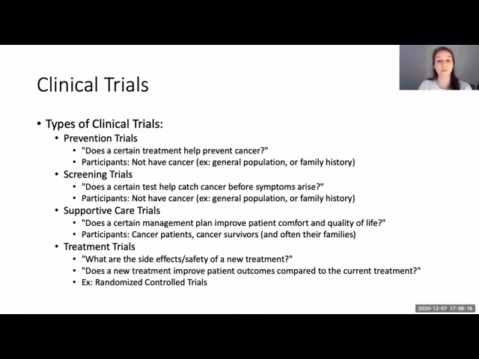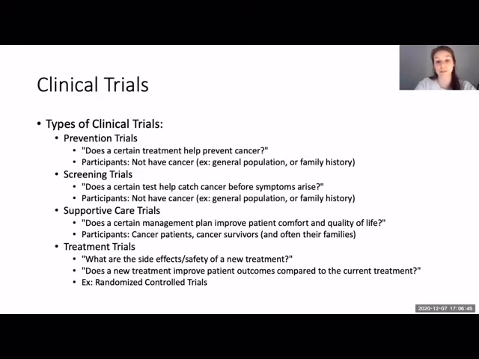For example, we may want to see if a new treatment helps prevent the development of disease, and these are called prevention trials. So in the context of cancer, a possible question that a prevention trial could ask could be, does a certain treatment help prevent cancer? The participants in prevention trials are generally people that do not currently have the illness that is being studied, since we're wanting to see if some form of intervention changes the chance of someone developing this illness.